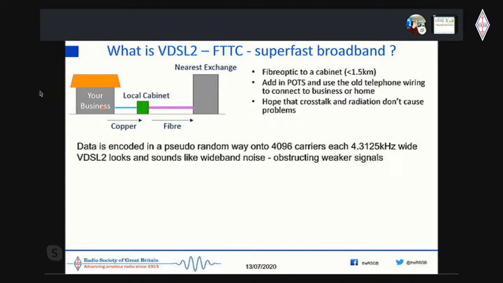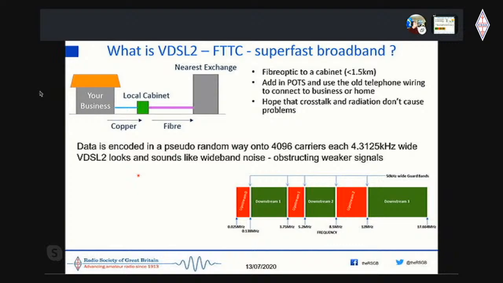The real problem for an amateur trying to identify it is that data is encoded or put onto the wire in a pseudo-random way onto 4,096 carriers, each 4.3K apart. So that means that VDSL looks on a spectrum and sounds on your speaker like wideband noise. The main reason you know it's there is it's blocking other signals.